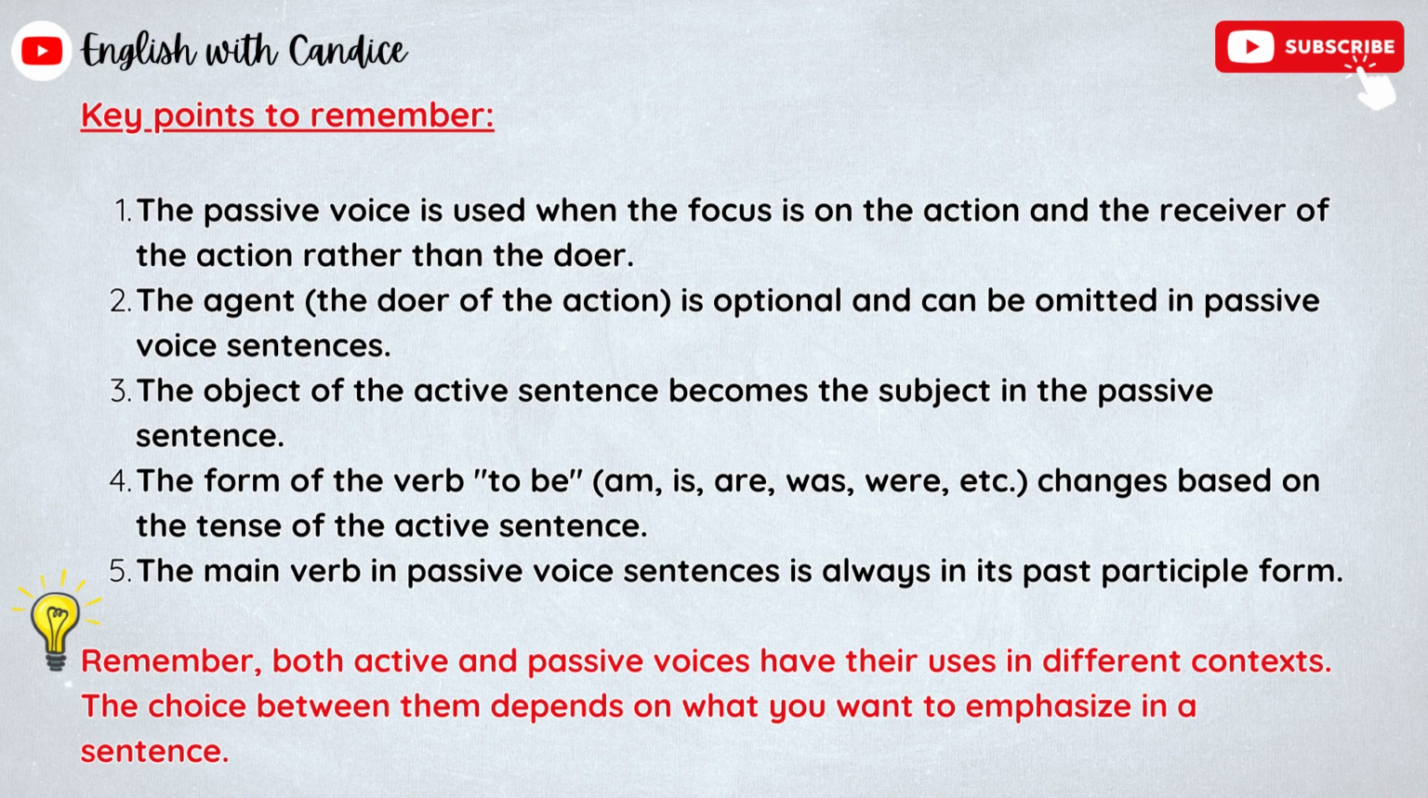Number 3, the object of the active sentence becomes the subject in the passive sentence. Number 4, the form of the verb to be, so am, is, are, was, were, and so on, changes based on the tense of the active sentence. And our last point to remember, the main verb in passive voice sentences is always in its past participle form. So remember, both active and passive voices have their uses in different contexts. The choice between them depends on what you want to emphasize in a sentence.